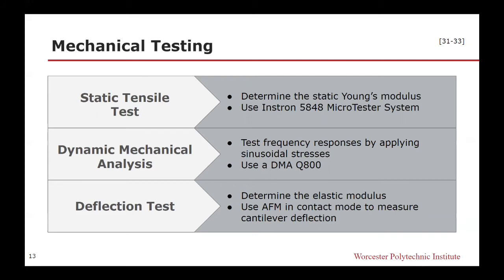Dynamic mechanical analysis will be performed to observe the stiffness of the sample. This will be done by testing the sample for its responses to sinusoidal stress at different frequencies and observing the deformations. The value for stiffness will be compared to the known value for cardiac muscle tissue, which is 10 to 15 kilopascals. The last test that will be performed is deflection testing.